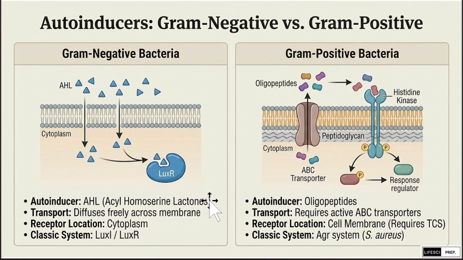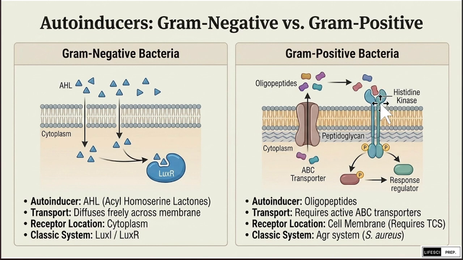Autoinduction occurs in both gram-negative and gram-positive bacteria. In gram-negative bacteria, the AHL, acyl homoserine lactone, enters through the plasma membrane without any channel. It can travel across the membrane, and the receptor is present in the cytoplasm. The classical system is LuxR and LuxI.